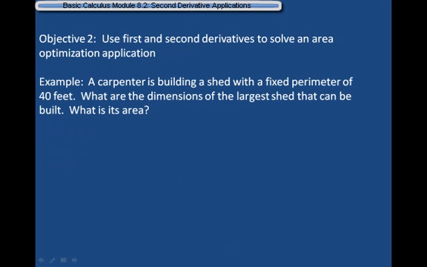Example: a carpenter is building a shed with a fixed perimeter of 40 feet. What are the dimensions of the largest shed that can be built? All right, so let's draw this shed. We need to remember that we've got length and width. And since we have a fixed perimeter of 40 feet, we know that 2 widths plus 2 lengths have to be equal to 40. And as far as area goes, area of the shed would have to be length times width. Take this perimeter equation and solve it for L.